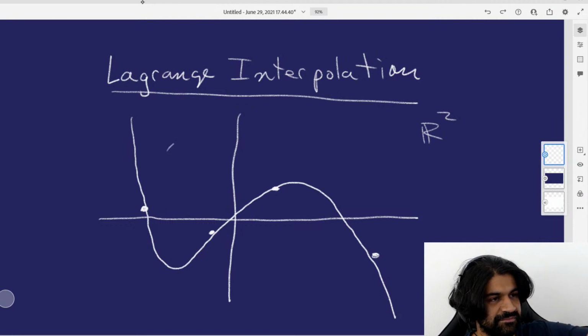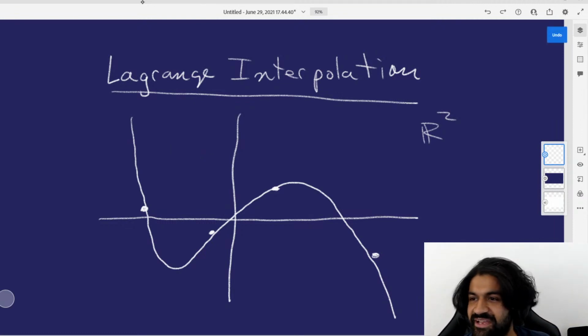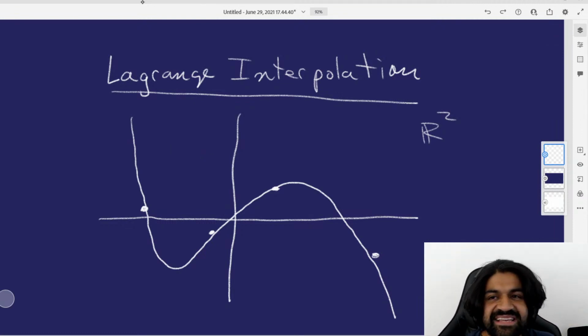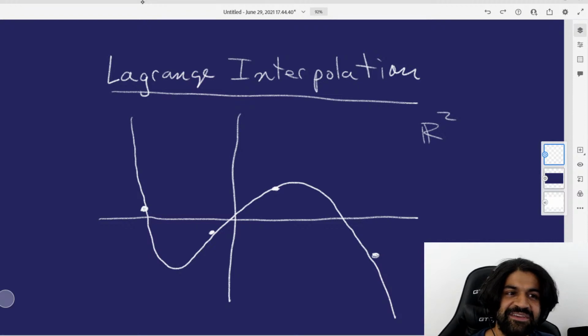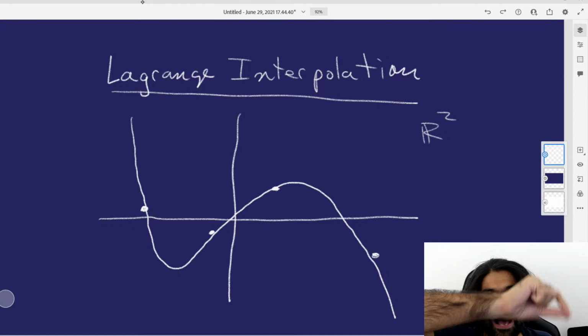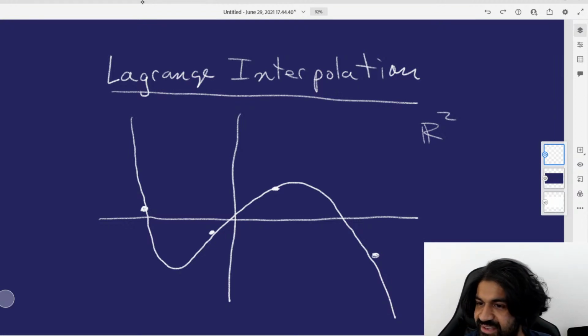So, anyways, Lagrange interpolation is just asking the question: okay, that's cool, what is the formula of this polynomial, right? If I give you n points in the plane, I can ask the question: what is the formula for the degree n-1 polynomial, the unique degree n-1 polynomial that passes through all of those points? Okay, how do we know one exists?